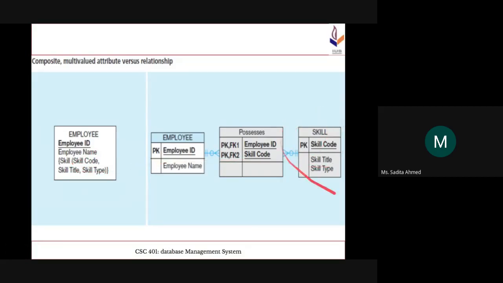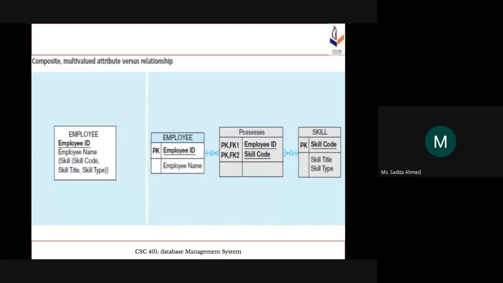I created a new entity called skill, and the component parts become attributes of this new entity. The component parts of the skill composite attribute become attributes of the new entity. So skill code, skill title, skill type, I will assign these as attributes to the new skill entity, right? Simple as that.